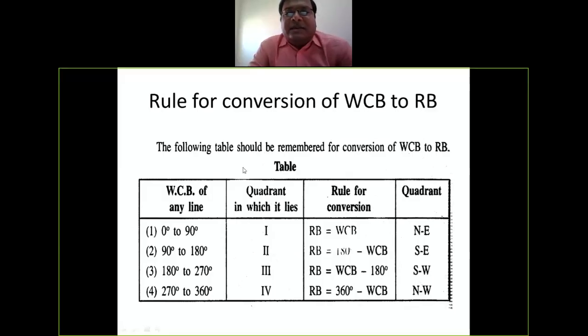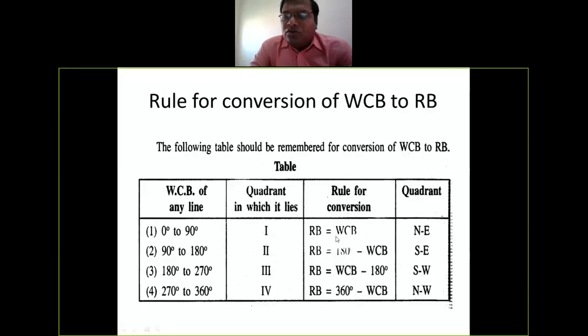So this table is very important to solve some examples and to understand the phenomena also. This table shows the rule of conversion for WCB to RB, meaning the whole circle bearing is given to you and you have to convert it into RB. So you can see here the WCB line is given 0 to 90 degree and your quadrant is first, northeast. So what is the rule of conversion?